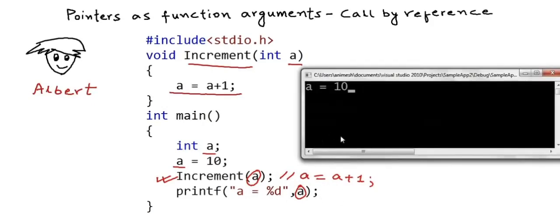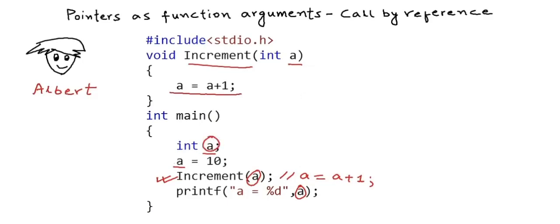But when he runs the program, the output of the print statement is a = 10. Now Albert does not understand why this is happening. He has declared a variable a, and then he has initialized this variable to 10, and then he is passing the same a to the function increment, and the same a is being incremented by 1 in this function. So why is the value of a being printed not 11?